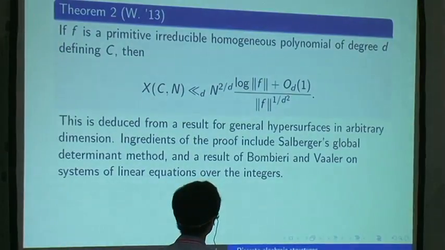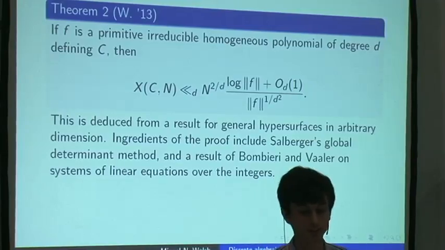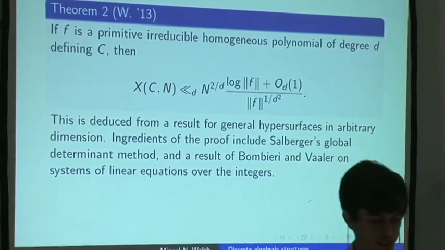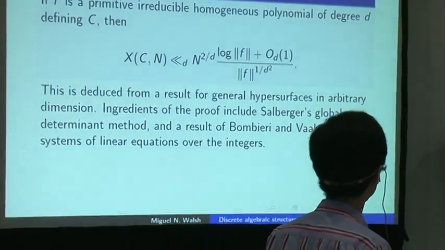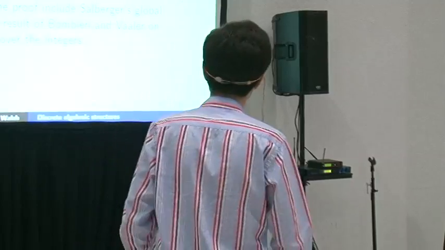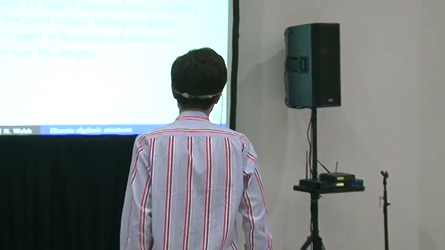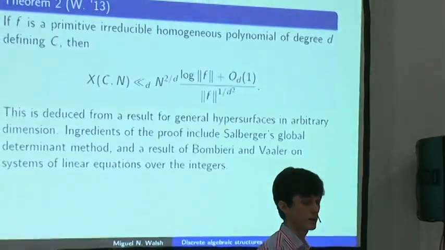And the ingredients of the proof include this method of Salberger, which is very powerful, this global determinant method, but we employ it in a quite different way. In particular, we make use of results of Bombieri and Vaaler on systems of linear equations over the integers, a very nice result of Bombieri and Vaaler. And taking these things together, we can actually give this uniform bound.